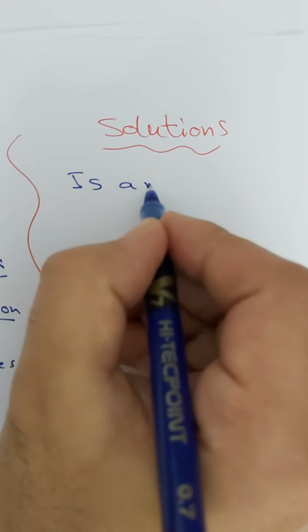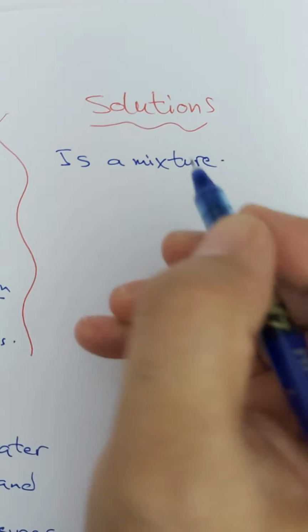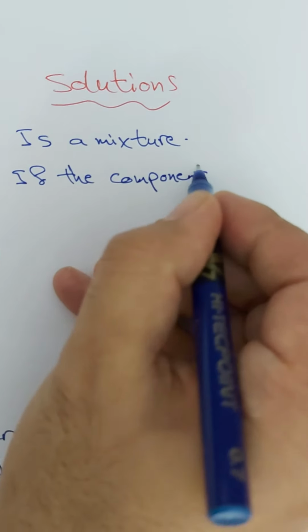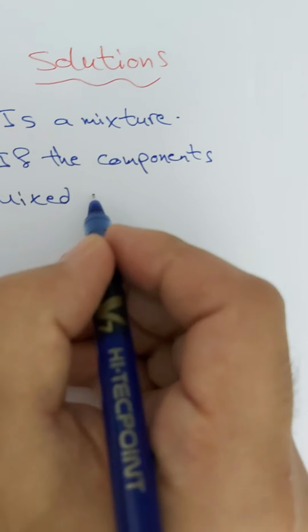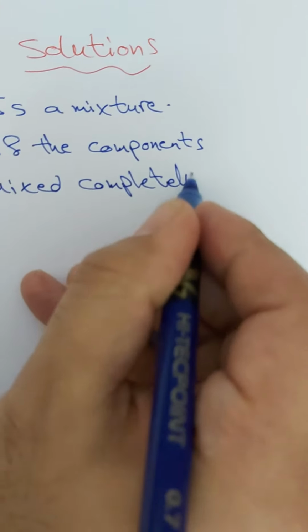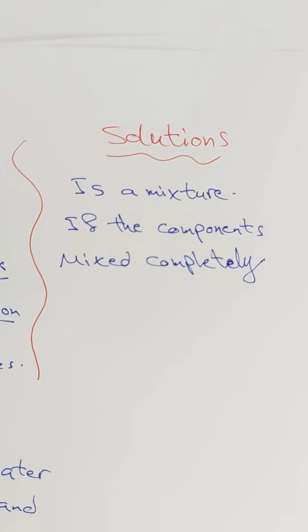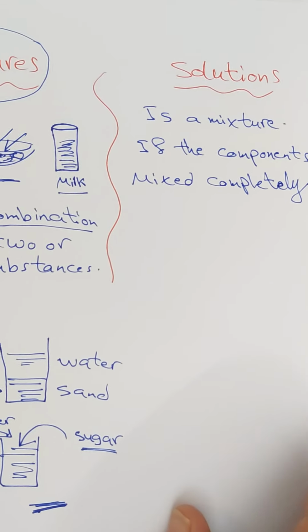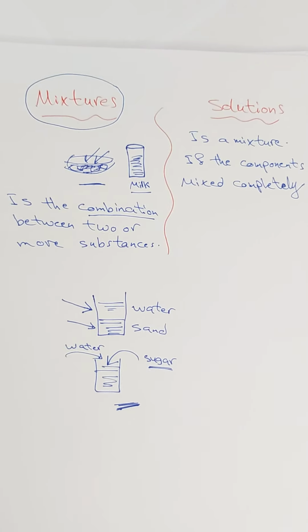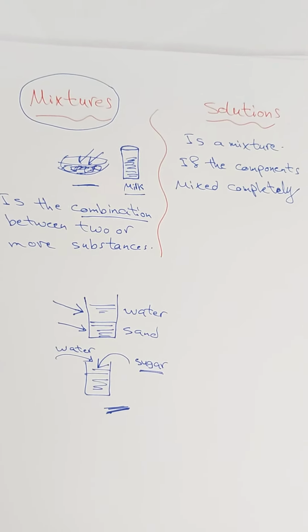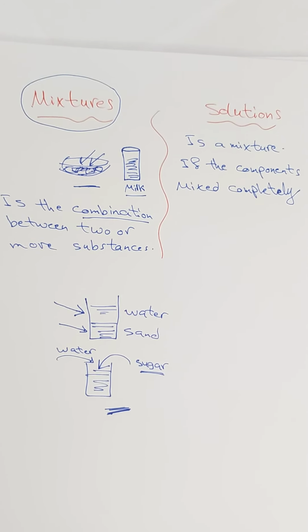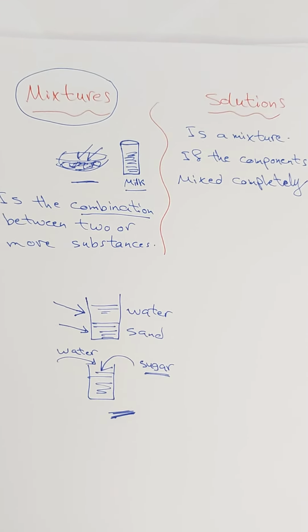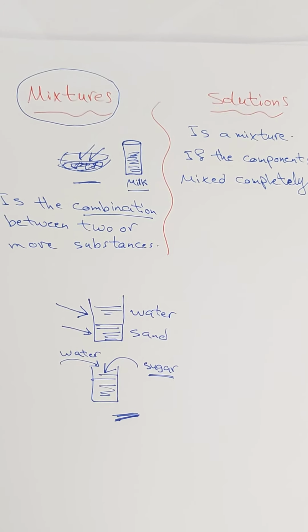So what is a solution? A solution is a mixture if the components mixed completely. So if they mixed completely, we call the mixture a solution. So how can we compare between mixtures and solutions? One question, like physical change. I said to know if this is a physical change or not, ask the question: does the matter change? If it doesn't, it's a physical change. If it does, it's not a physical change.